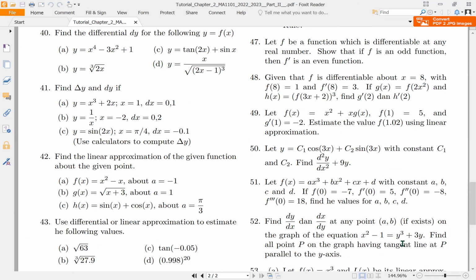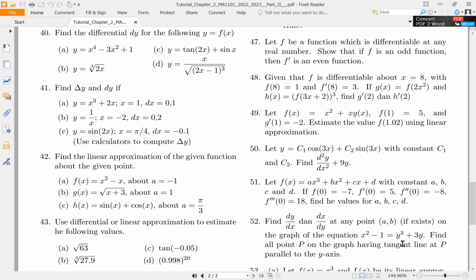Actually, for B and C it is the same. The difference is just the formula of the function, and also the value of x and the value of dx. In principle, the general idea is the same. Delta y is f evaluated at x plus delta x minus f of x, and dy is f prime of x dx. That's it.